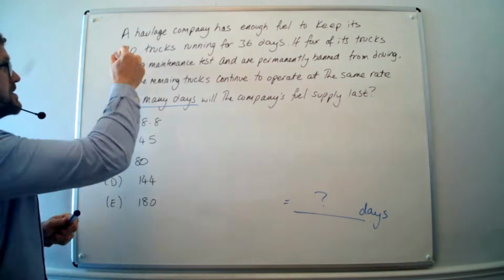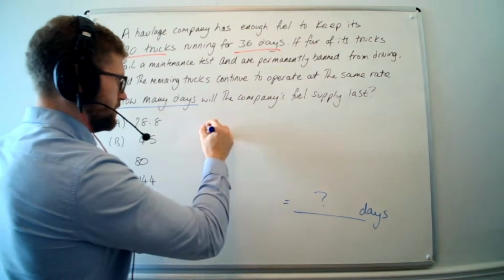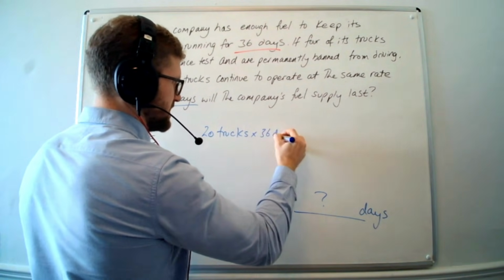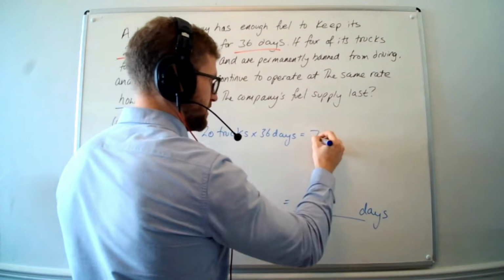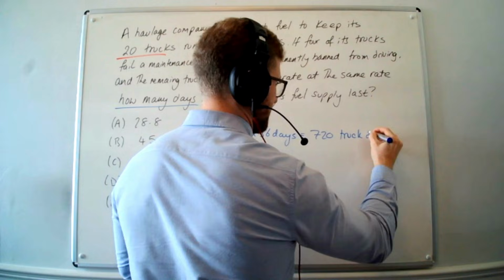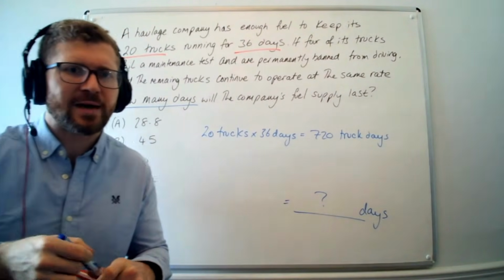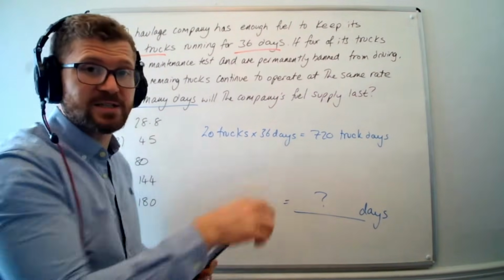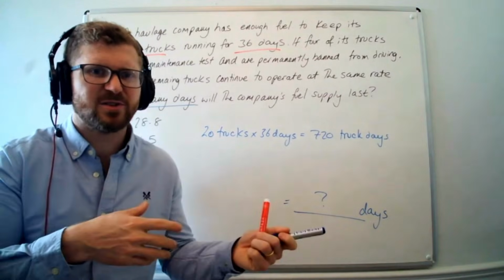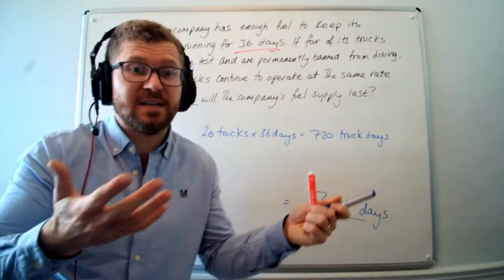So I know that I have enough fuel to keep 20 trucks going for 36 days. So 20 trucks for 36 days. I have, or the haulage company has, 720 truck days of fuel, which I know is a very strange unit. But what that means is, well, I could keep 20 trucks running for 36 days, or I could keep one truck running for 720 days, or I could keep 720 trucks running for 1 day. I have enough fuel for 720 truck days.